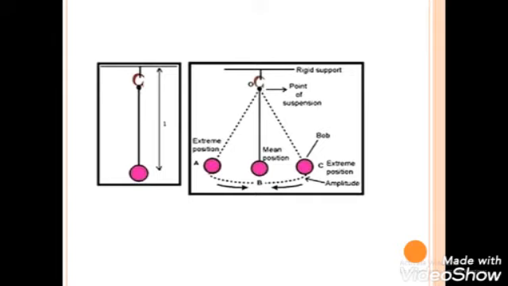completed one oscillation when its bob, starting from its mean position, which is B, moves to A and back to B. Then the pendulum also completes one oscillation when its bob moves from one extreme position C to B. Okay.